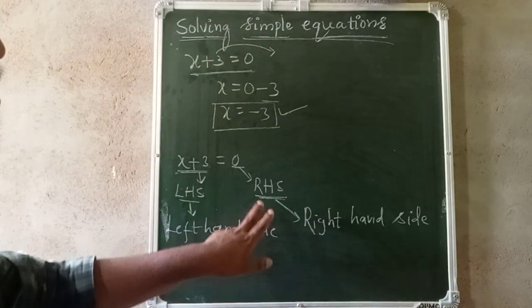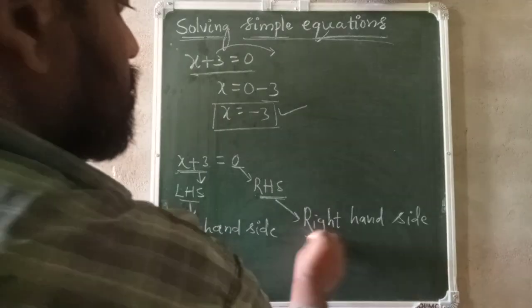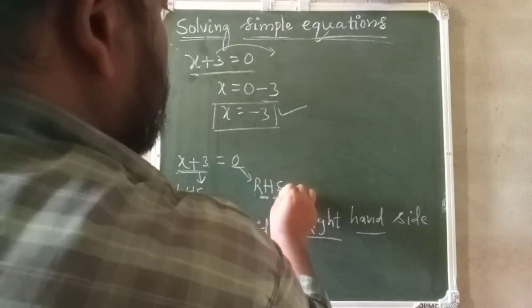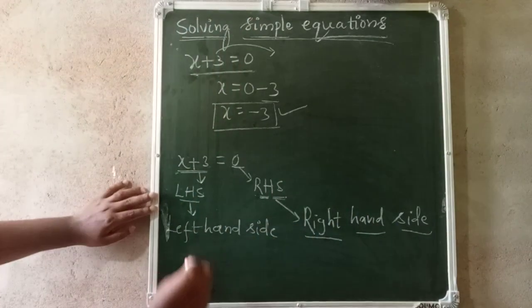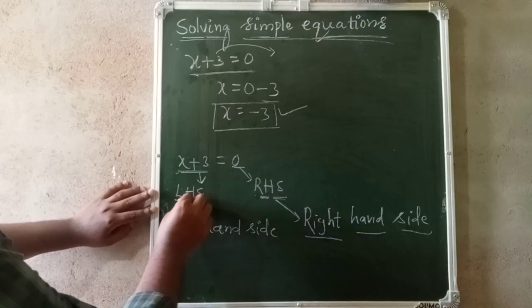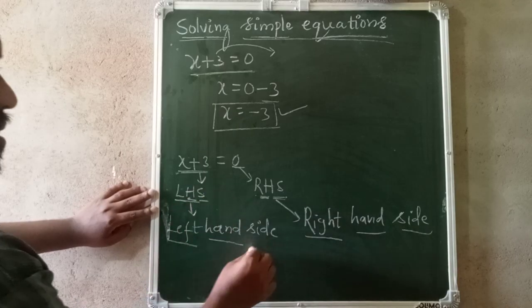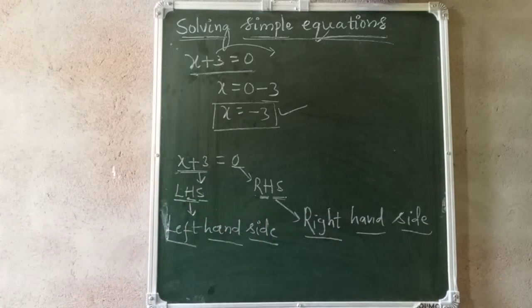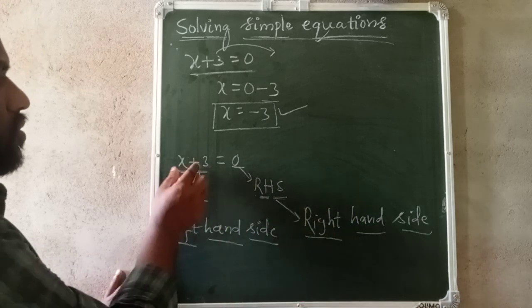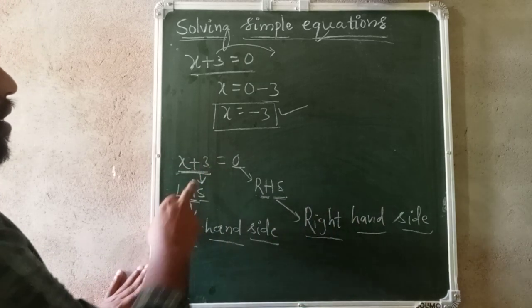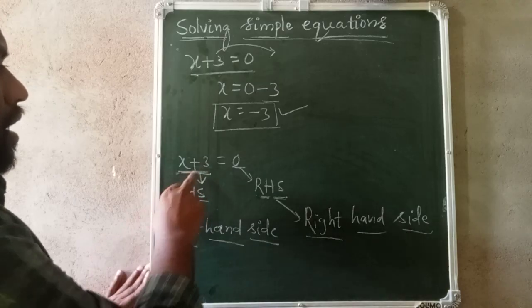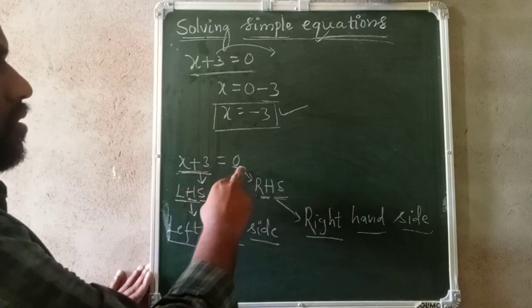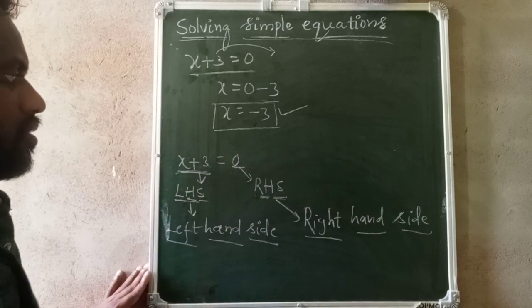Okay, so R means right, H means hand, S means side. Here also L means left, H means hand, S means side. So LHS means left hand side, RHS means right hand side. So this is left hand side expression. This is right hand side expression.